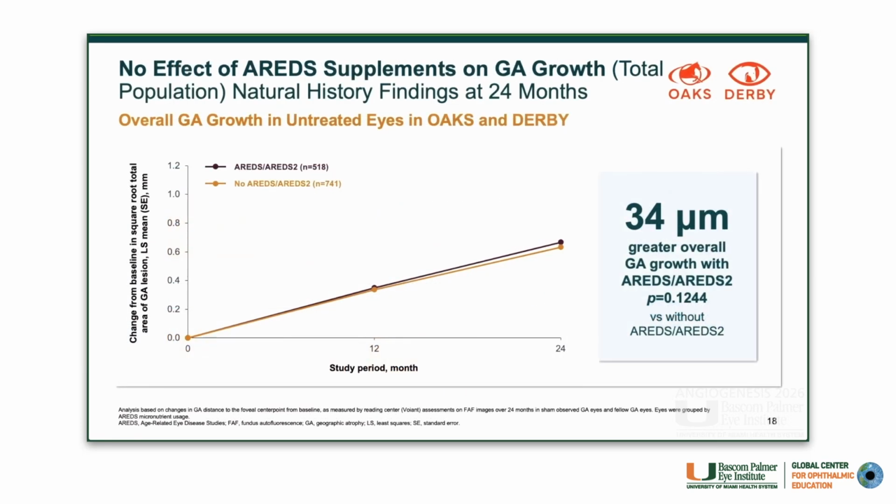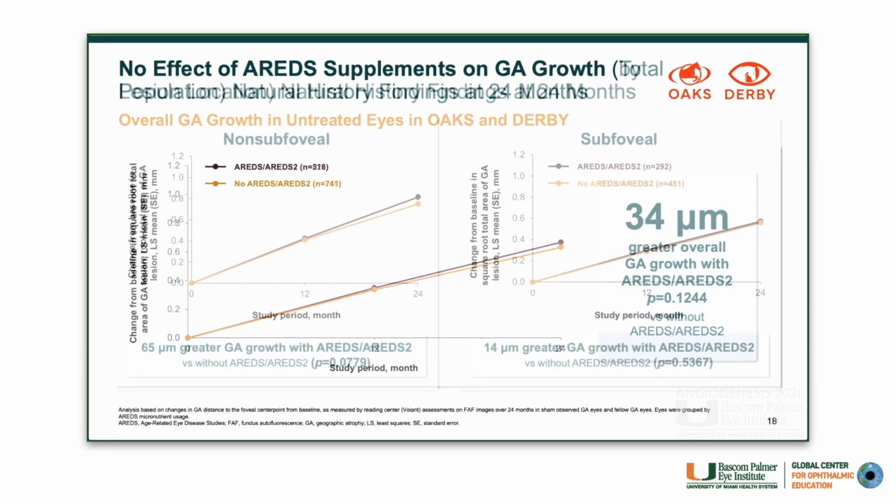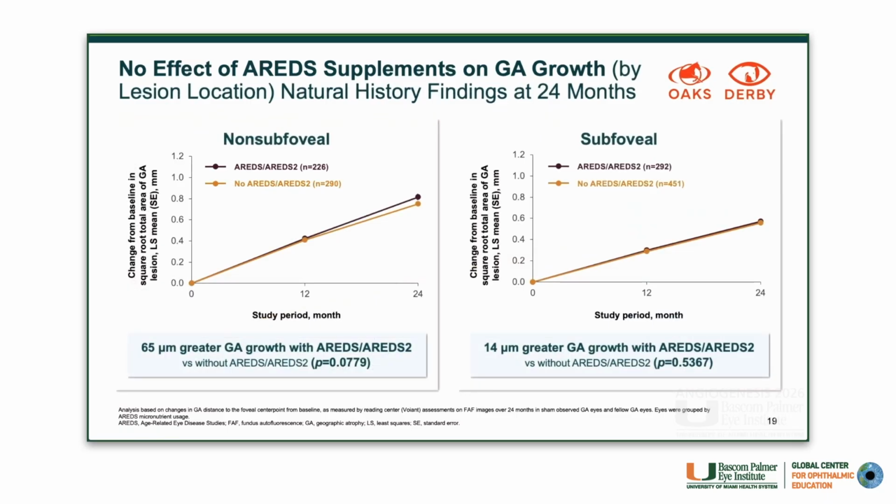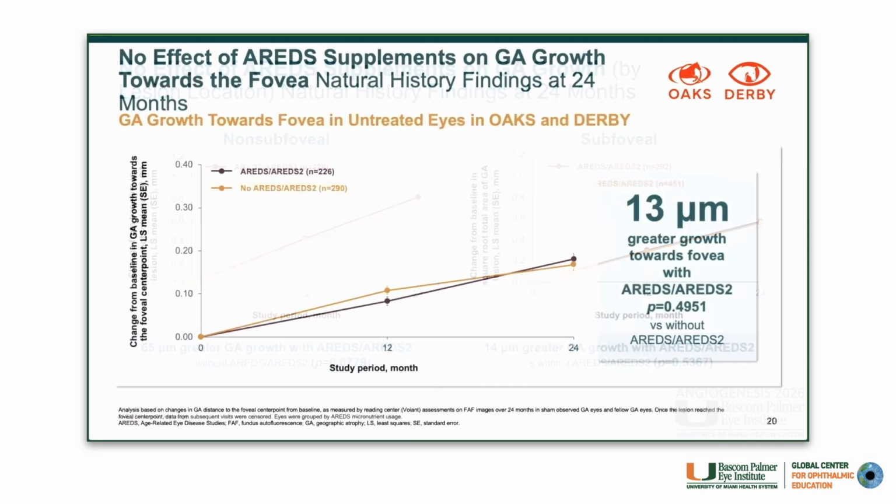Lesion area and distance to the fovea were analyzed by fundus autofluorescence. In the untreated eyes in Oaks and Derby, there was no treatment benefit from AREDS on the lesion area growth rate at 24 months. And this finding remained consistent when stratifying by lesion location at baseline, where there was no observed treatment benefit from AREDS in reducing the lesion area growth. Additionally, there was no treatment benefit from AREDS in slowing lesion growth towards the fovea.